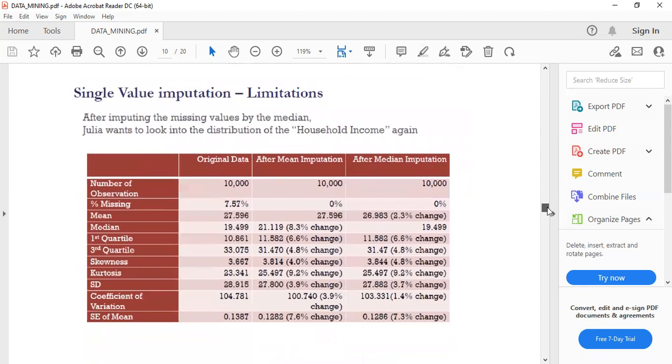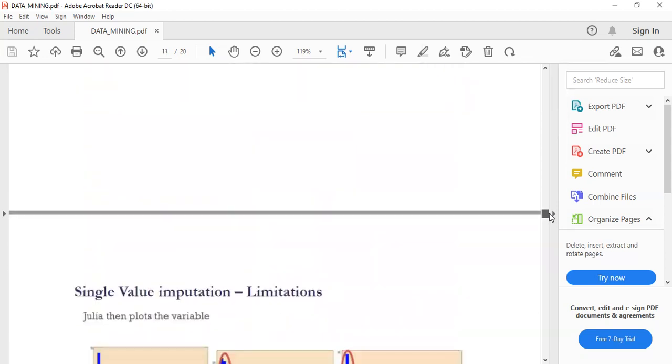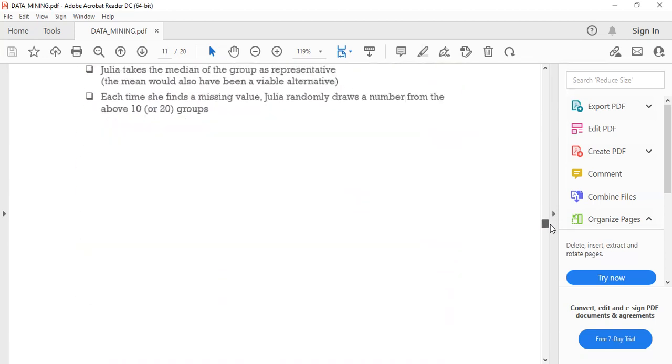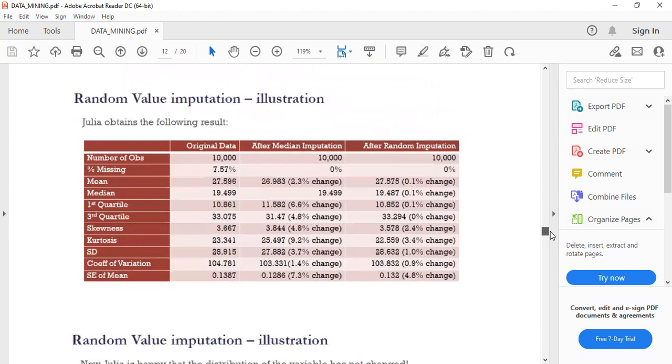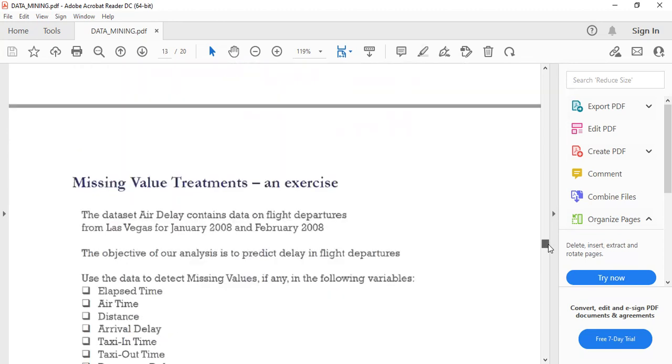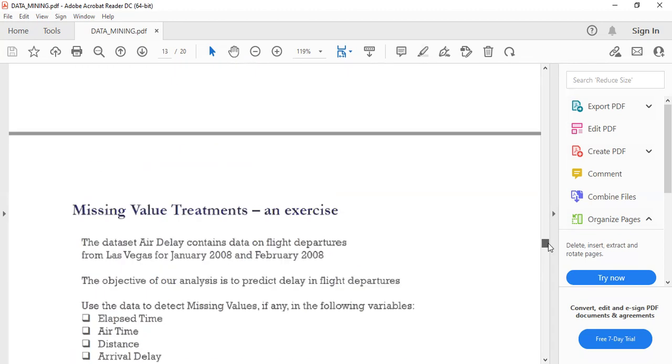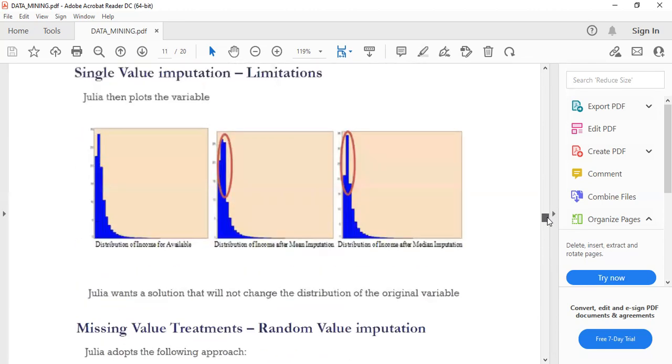So, single value imputation limitations. These are very important things. I cannot cover all these things today.